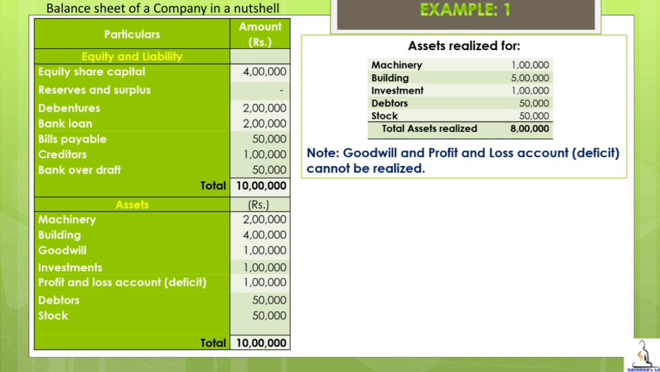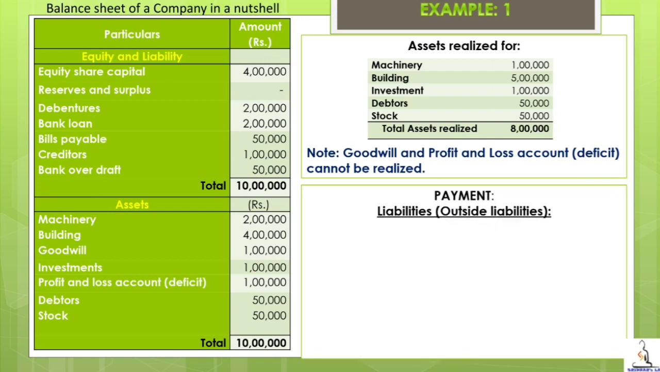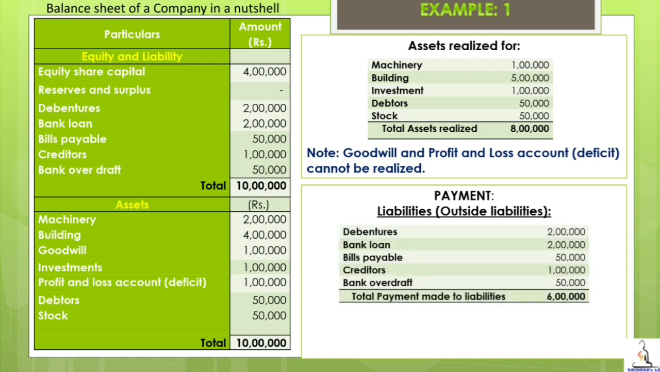Now with this 8 lakh, the company has to make payment to its debts. So now if the company initiates payment, firstly it has to pay its outside liabilities, that is, debts. So here the outside liabilities are debentures, bank loan, bills payable, creditors and bank overdraft.